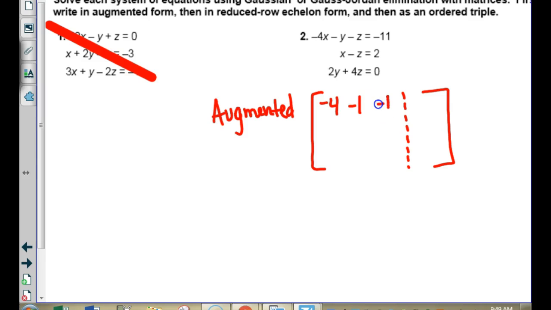Negative 1, negative 1z, and negative 11. The second one is a killer. 1x, 0y's, negative 1z equals 2. And the third one, we have 0x, 2y, plus 4z equals 0. Everybody okay? I have to tell you, on the quiz, I was even really nice, and I kind of lined them up and left spaces where there was missing stuff so you didn't goof it up. Hopefully you'll pay attention. Okay, we're going to try this again.